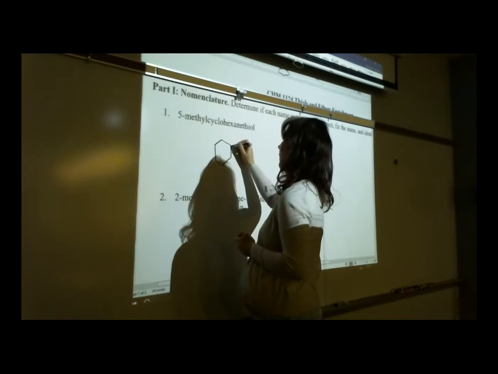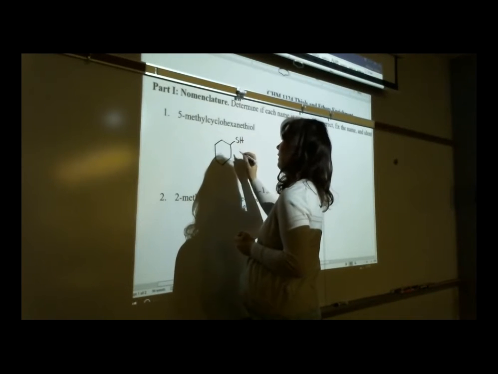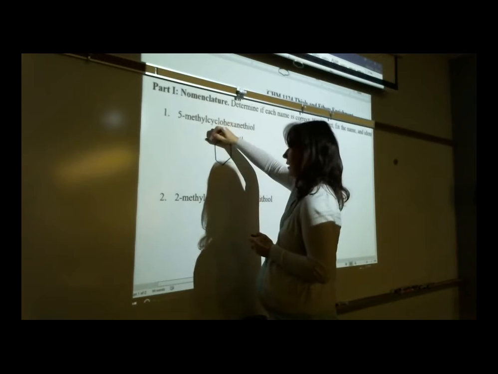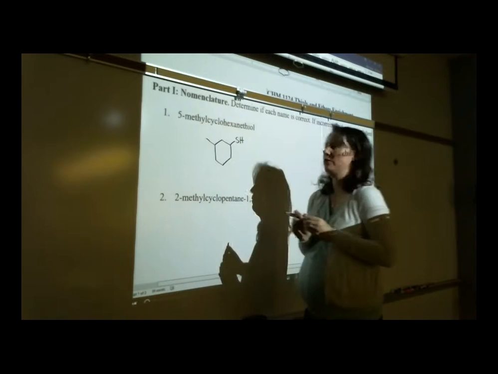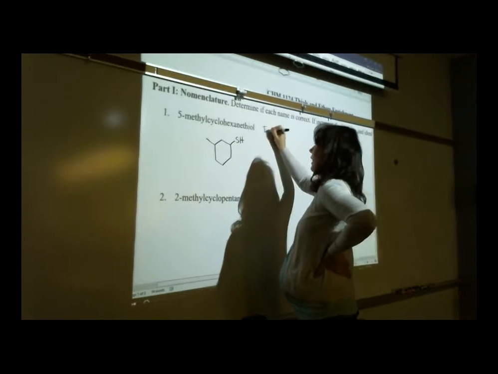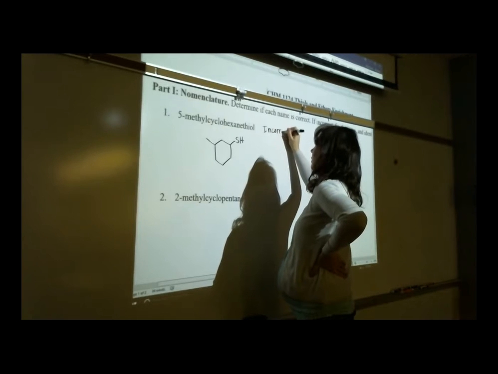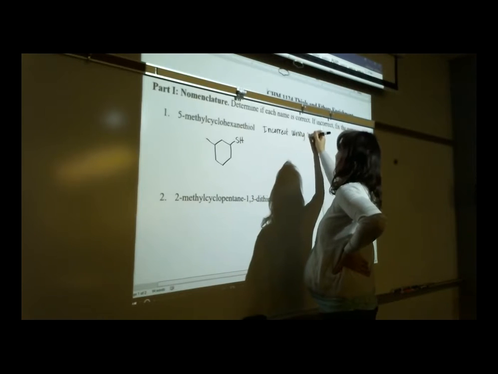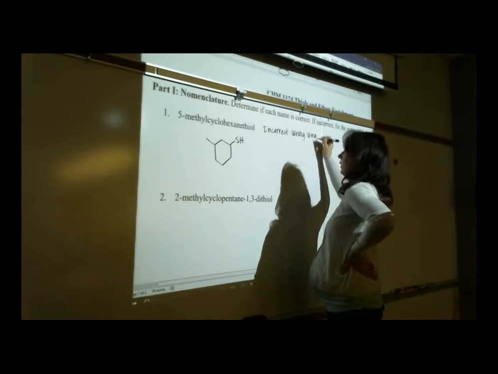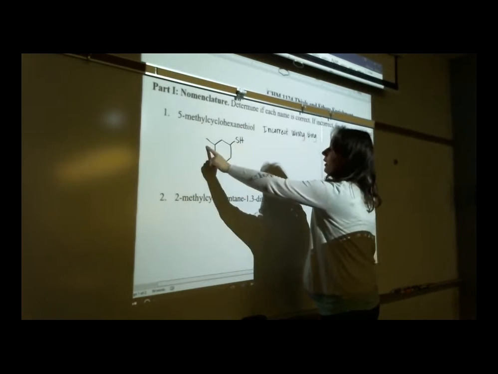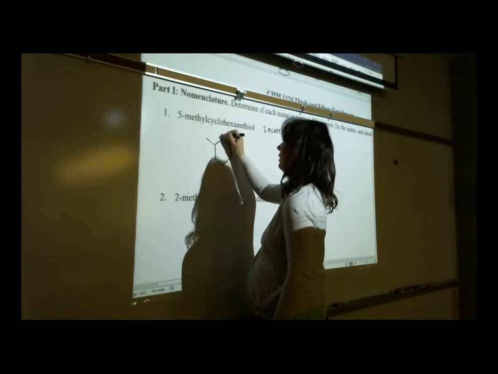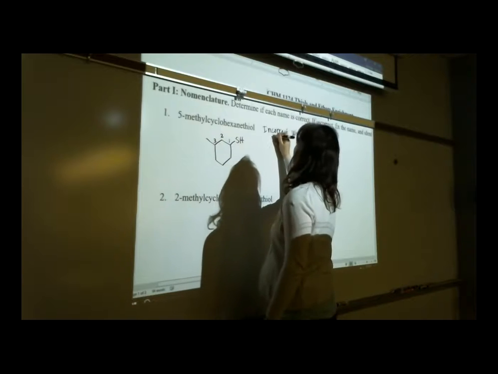Cyclohexane thiol, 5-methyl. So 1, 2, 3, 4, 5. Is that the correct name for this molecule? No, it's incorrect. What error did the student make? Right, wrong numbering. You shouldn't number clockwise, you should have numbered counterclockwise. So you would go 1, 2, 3, right?